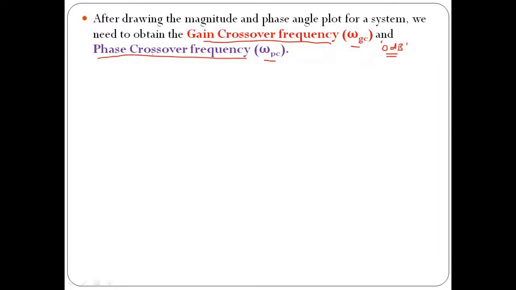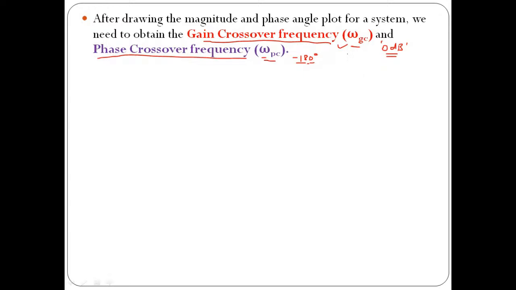In the same way, what is phase crossover frequency? It is that particular frequency where the phase angle plot is going to cut the minus 180-degree line. That frequency is called phase crossover frequency. In the coming sections, we are going to discuss in detail what exactly ω_gc and ω_pc are. But for the time being, let us consider that once you have drawn the magnitude plot and the phase angle plot for a system, then you need to determine ω_gc, which is called gain crossover frequency, and ω_pc, which is called phase crossover frequency.